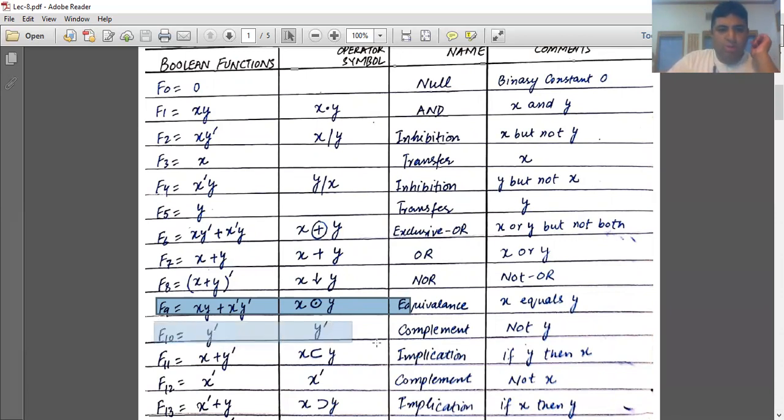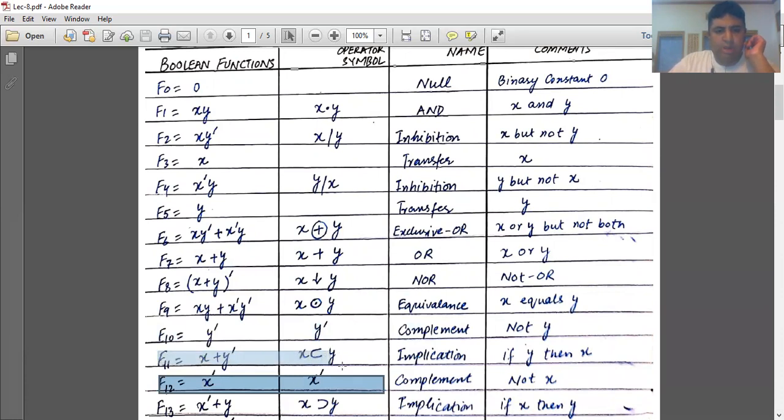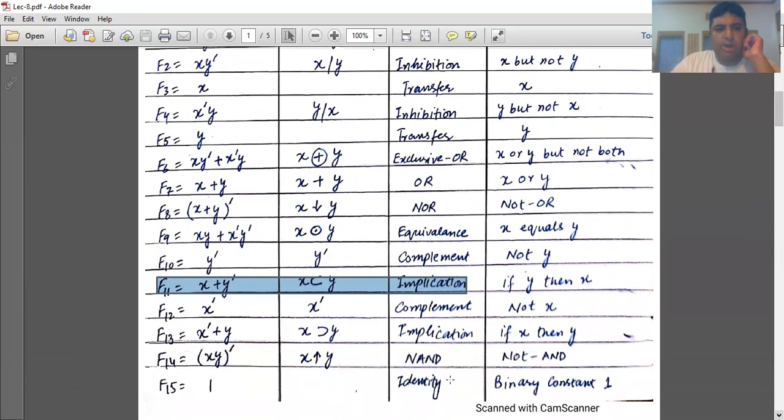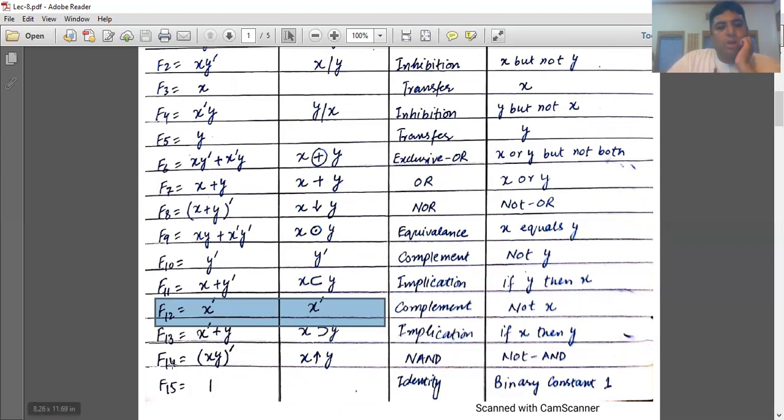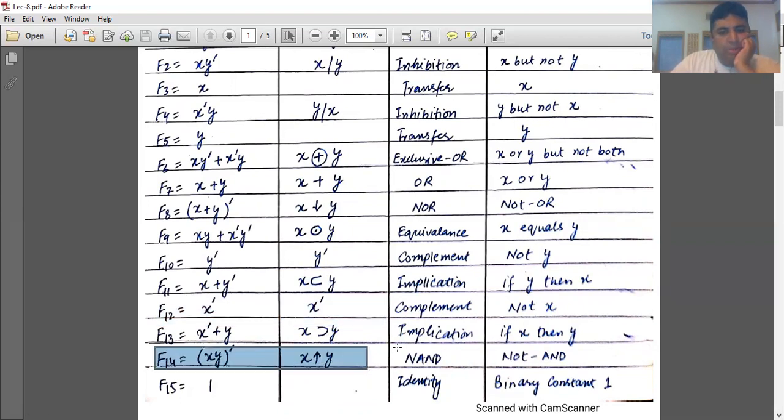F10 is y bar, the complement of y. F12 is the complement of x. F11 is x plus y bar, implication, just like x bar plus y. X plus y bar and x bar plus y, both of them are implication. X complement is the complement of x. You simply put a NOT gate after x. And F14 is x y complement, or NAND gate basically. NAND gate is the opposite of AND gate. You simply add a NOT gate after an AND gate and you get a NAND gate.